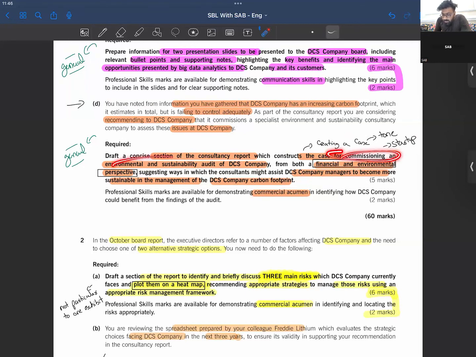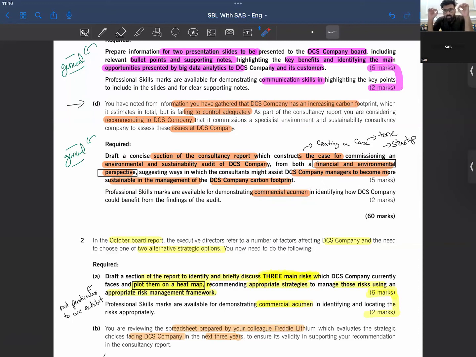Commissioning an environmental and sustainability audit of DCS company from both financial and environmental perspectives, suggesting ways in which the consultant might assist DCS company managers to become more sustainable, for the DCS company's carbon footprint and commercial acumen. Now try to understand the question, what exactly it's saying.